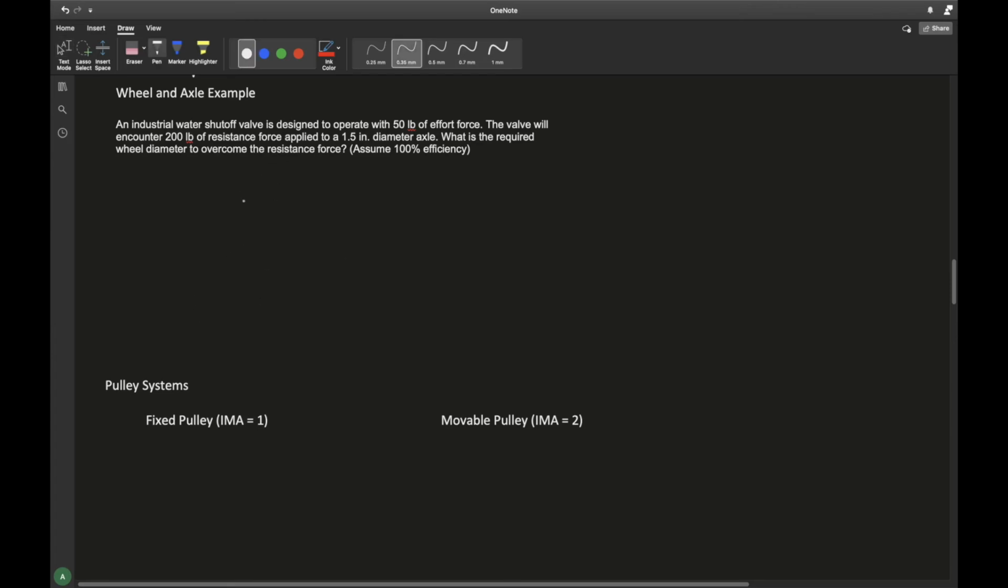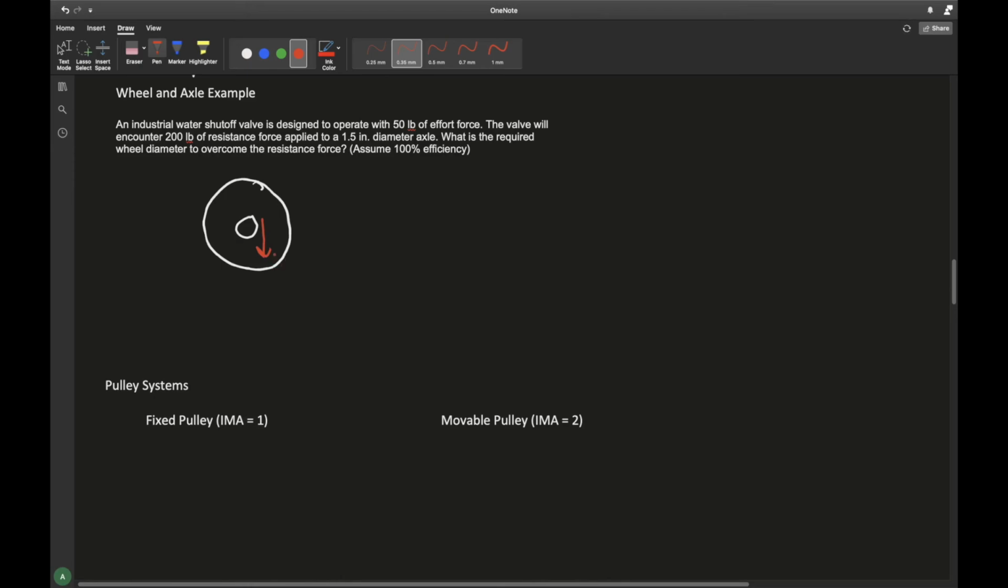Okay, so hopefully you've given this a shot. So let's see how well you did here. For the industrial water shutoff valve, I'm just going to draw my outer part of the wheel here, and I will draw my smaller part of the wheel in the center, or the axle rather. So this is designed to operate with 50 pounds of effort force. It doesn't say exactly where, so let me move on. The valve is encountering 200 pounds of a resistance force, and this is applied to a 1.5 inch diameter axle. So this does tell me where the forces now are located.